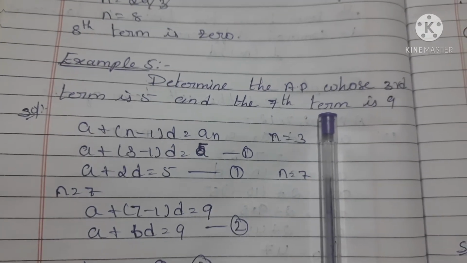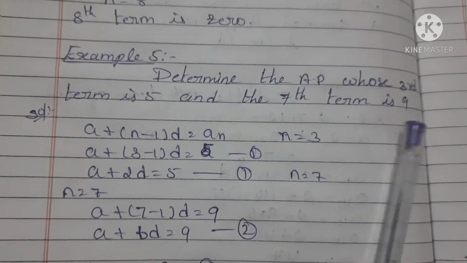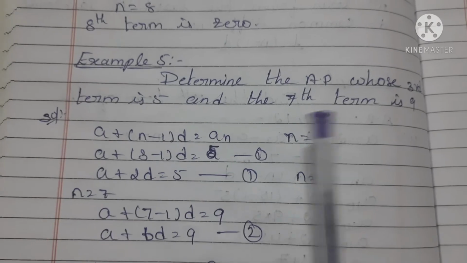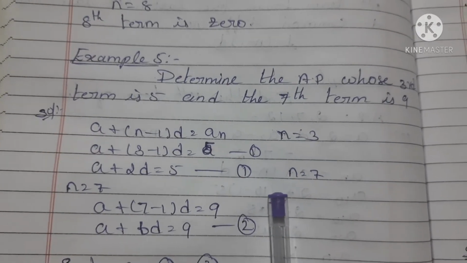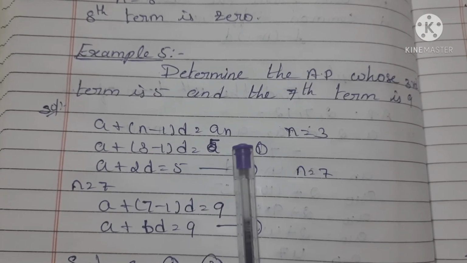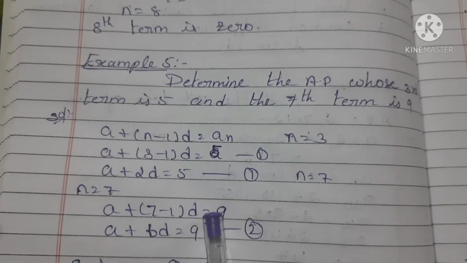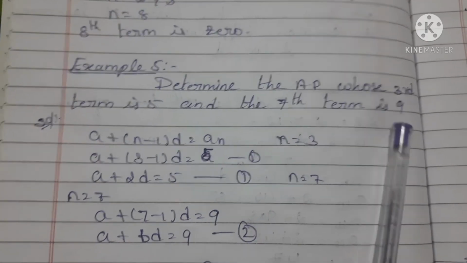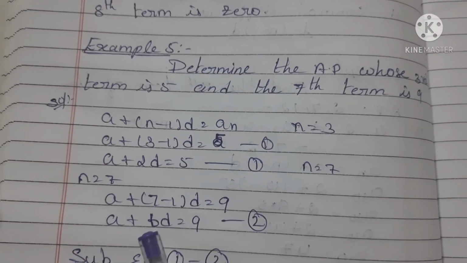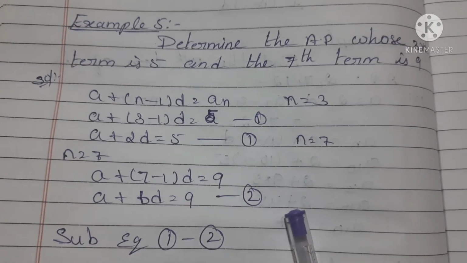Now the seventh term, that means n is equal to 7, is 9. That means an is equal to 9. Now here a plus n minus 1 into d is equal to an. That means a plus 7 minus 1 into d is equal to the an value 9. Now a plus 7 minus 1 is 6, so a plus 6d is equal to 9. This is equation 2.